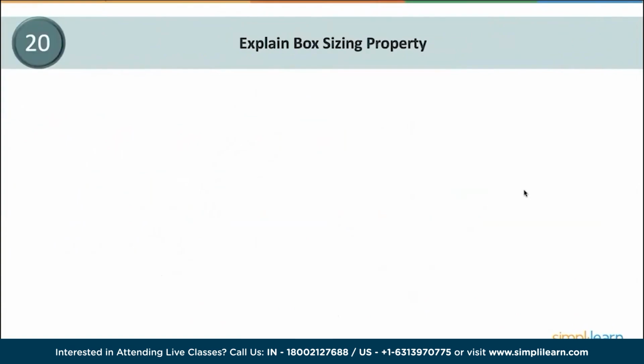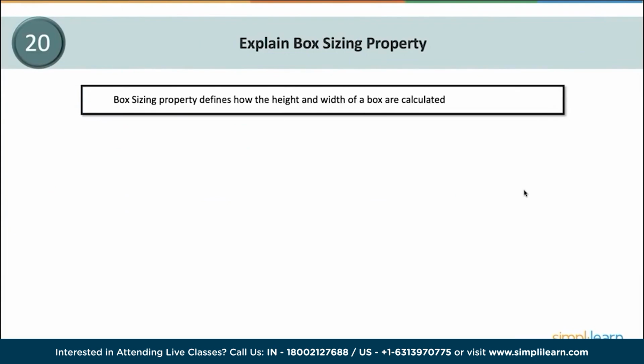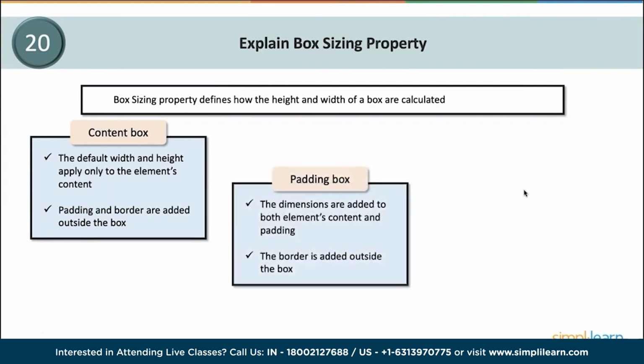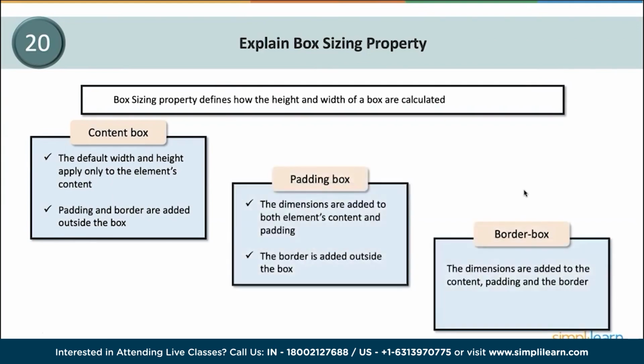Explain the box-sizing property, like how you can apply the property for box sizing. The box-sizing property defines how the height and the width of the box are calculated. You talk about content box, padding box, and border box. Typically we use three different types of box: content, padding, and border box. In a content box, these are the default width and height which apply to the element's content.